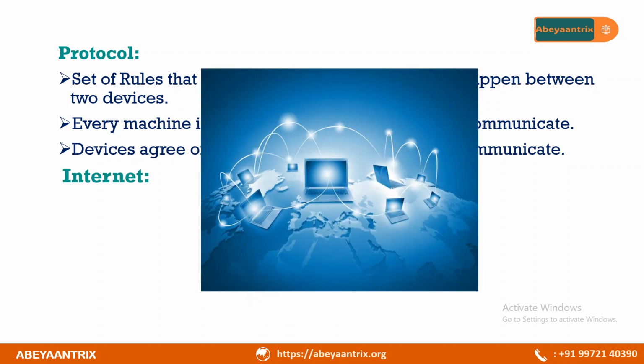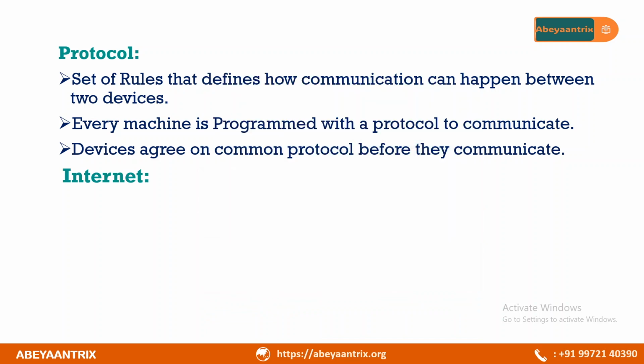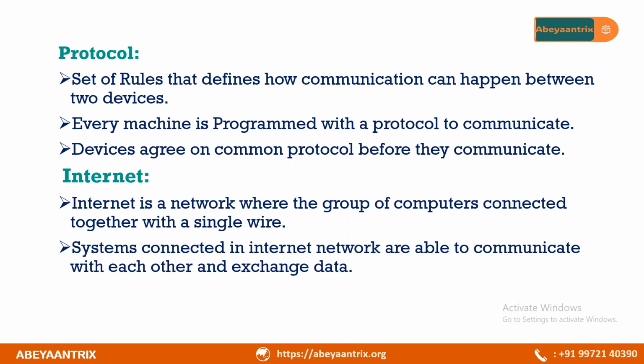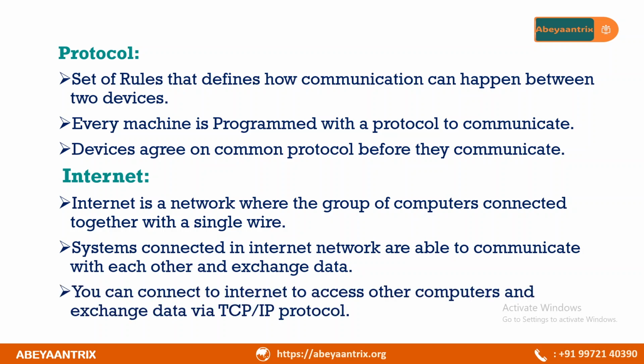So what does internet mean? Internet means multiple devices are connected through a single wire communication. Internet is a network where a group of computers are connected together with a single wire, so we call it the internet. Systems connected in the internet network are able to communicate with each other and exchange data. When we are connected with a cable internet connection, we can communicate easily and exchange data also.